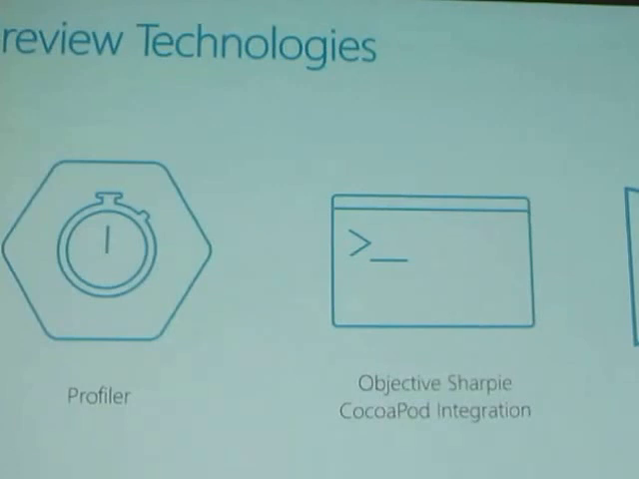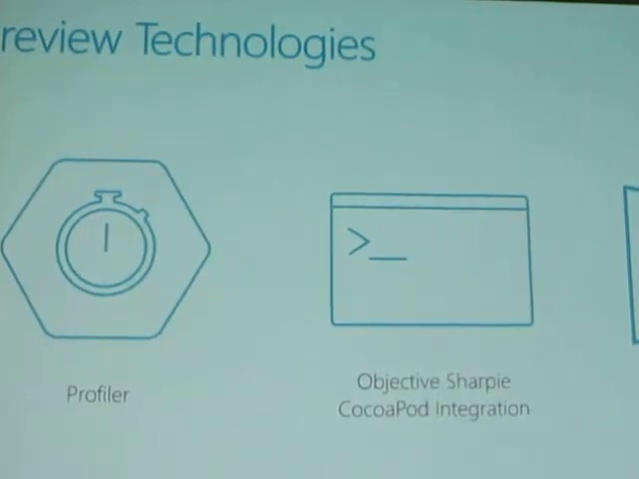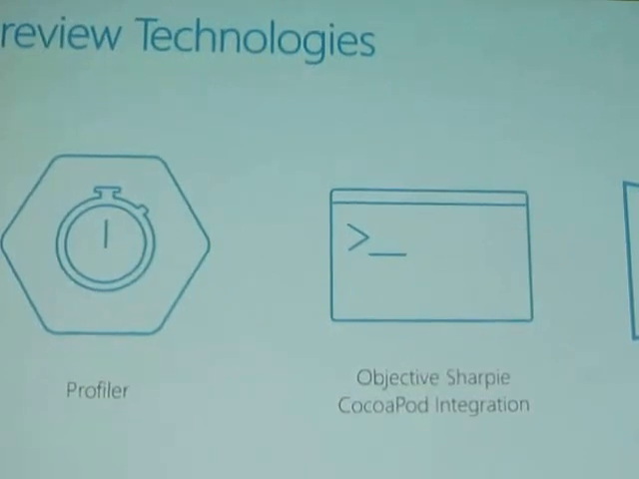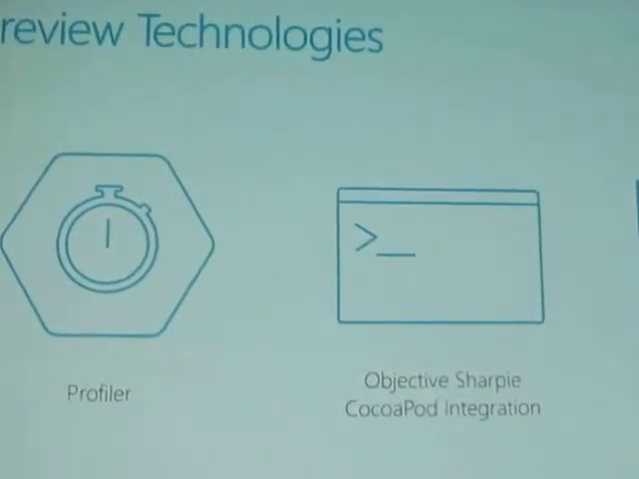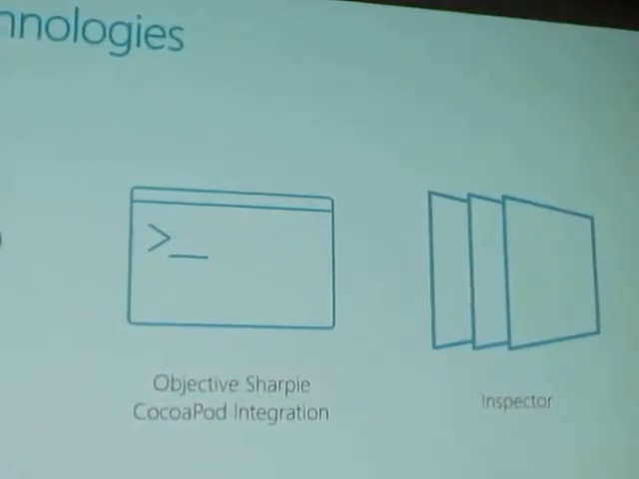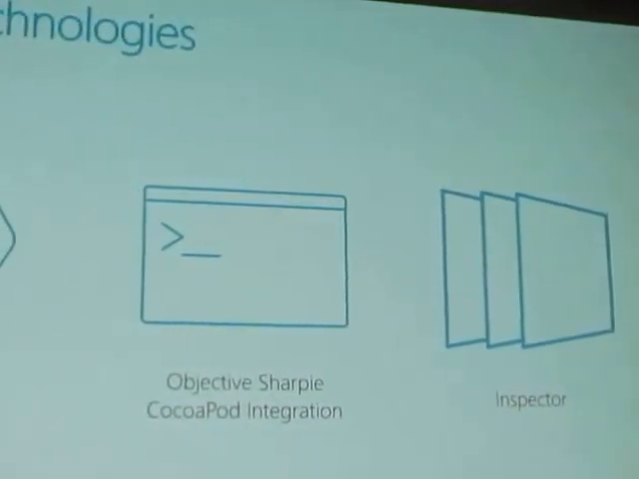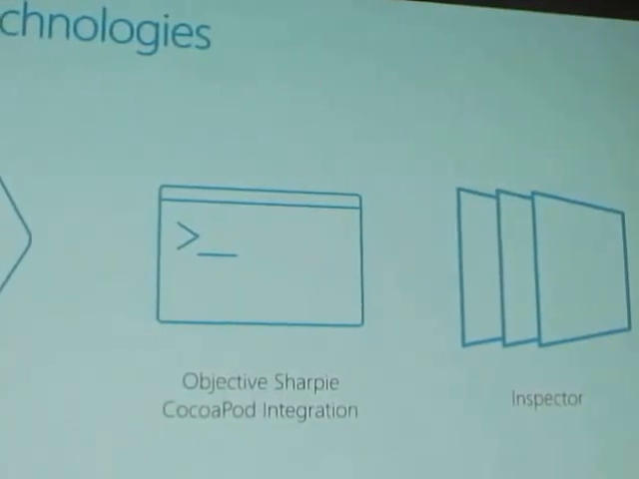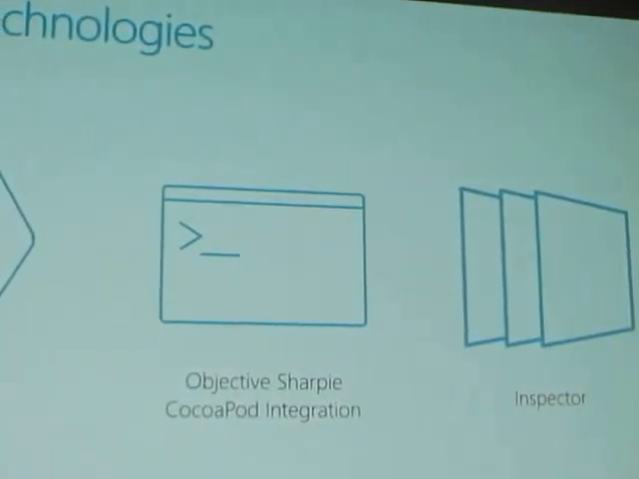What objects are being allocated? Are they being released properly? So that's awesome. They also included an update to Objective Sharpie, which is a command line tool that they've had for a little while now, which enables you to take an Objective-C library and create an iOS binding so that you can use it in your Xamarin projects.